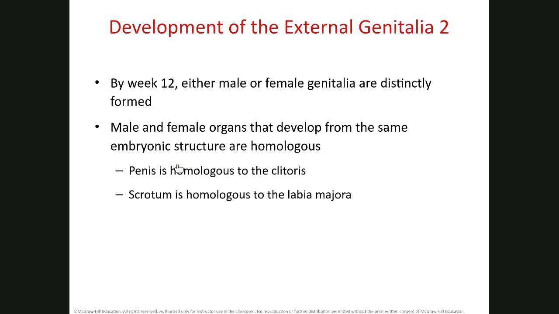By week 12, male and female genitalia will be distinctly formed and identifiable. Male and female develop from the same embryonic structures, which are homologous. So when you say the penis is homologous to the clitoris, the scrotum is homologous to the labia majora. For this matter, you will see this development.